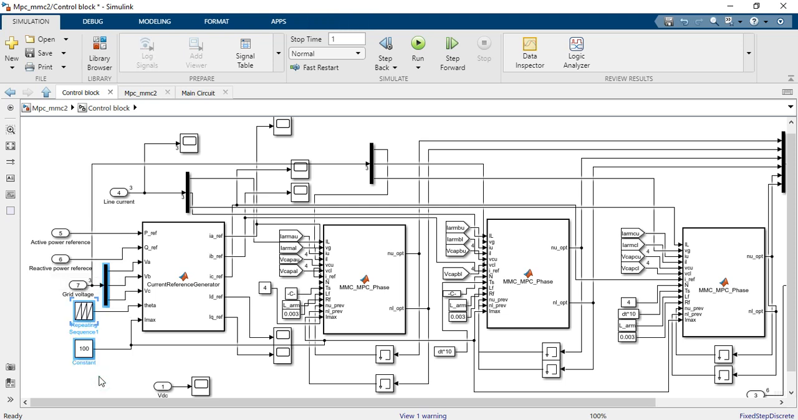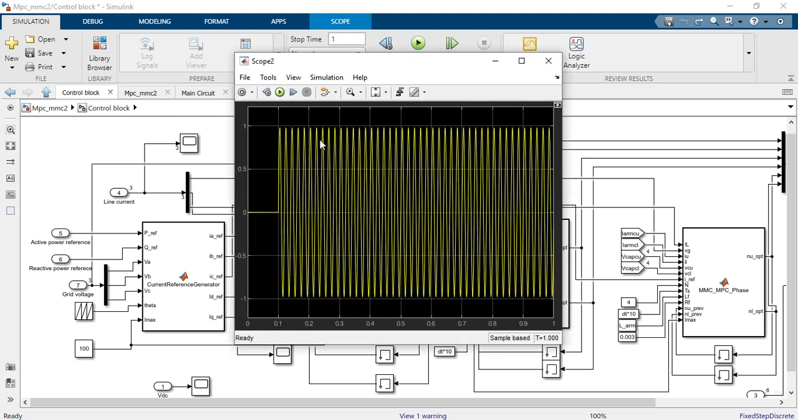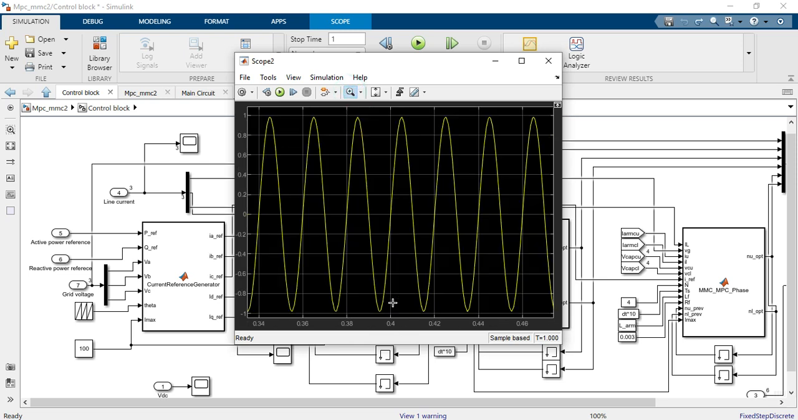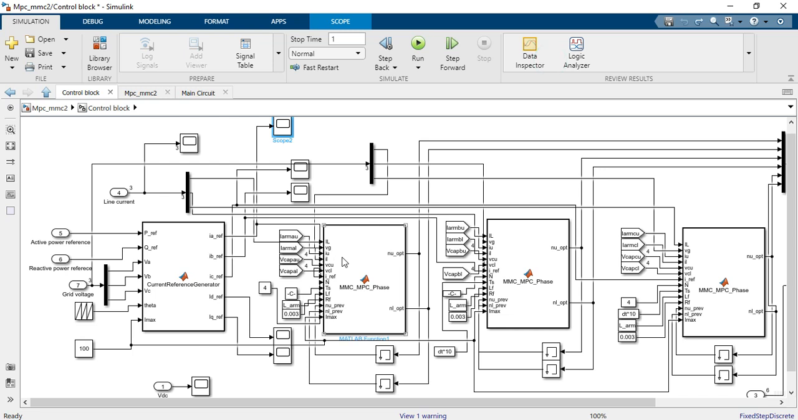So basically, this gives us these three reference currents. ID and IQ are just for monitoring purposes. If you can see, this is just a sinusoidal waveform. This is the current waveform which will go into each of the phases, right?